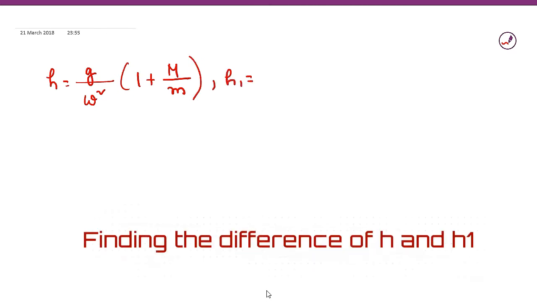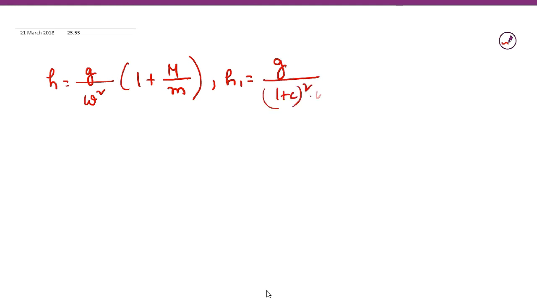Your h is nothing but g by omega square into 1 plus capital M by small m, as we have taken q equal to 1, and your h1 is nothing but g by 1 plus c whole square into omega square into 1 plus capital M by small m. This is the change in height. This is the new height. This is the initial height. So the change in height will be h minus h1.